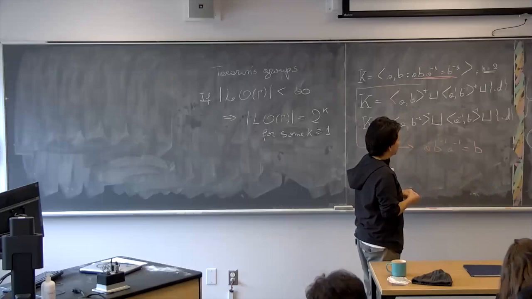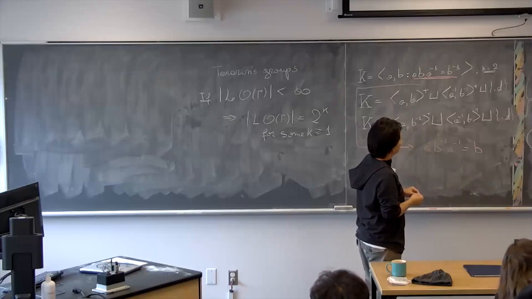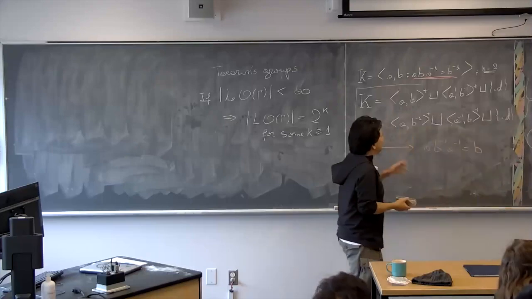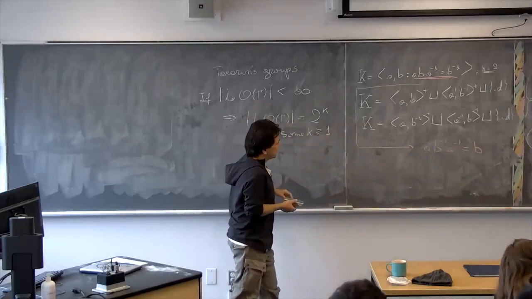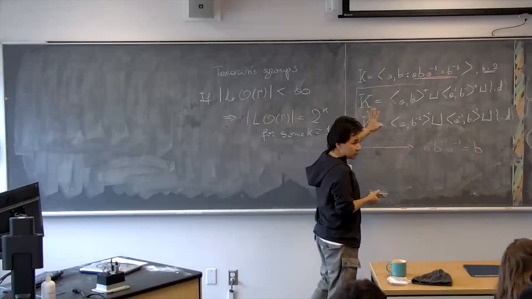Nevertheless, it turns out that in many cases, orders appear only for many groups which satisfy this property. For many Tararin groups, actually this kind of decomposition exists.